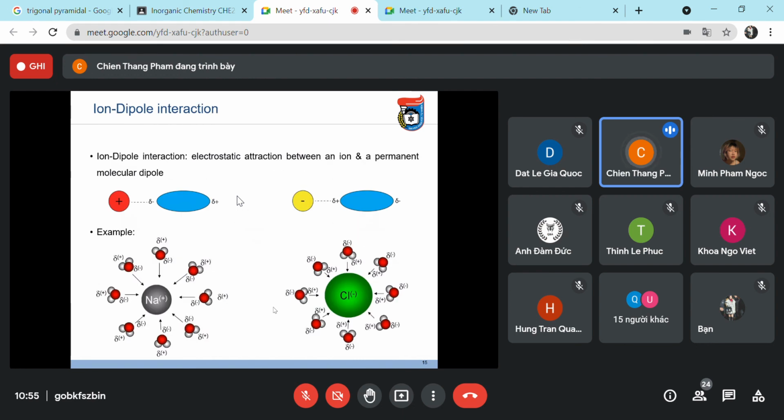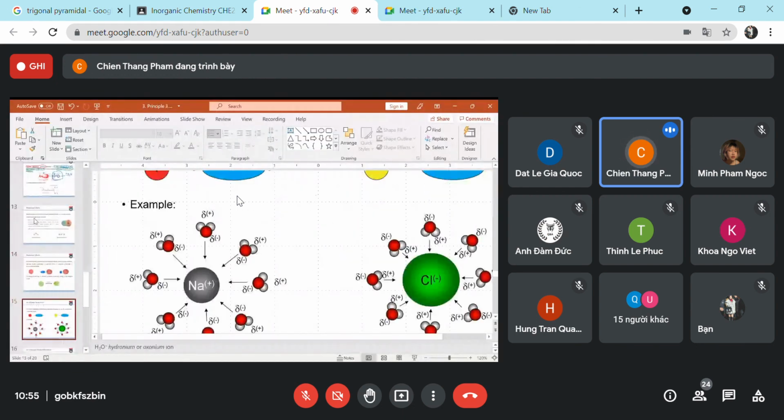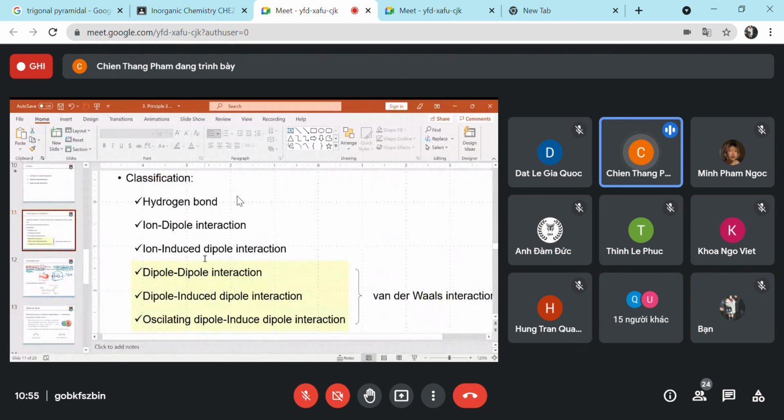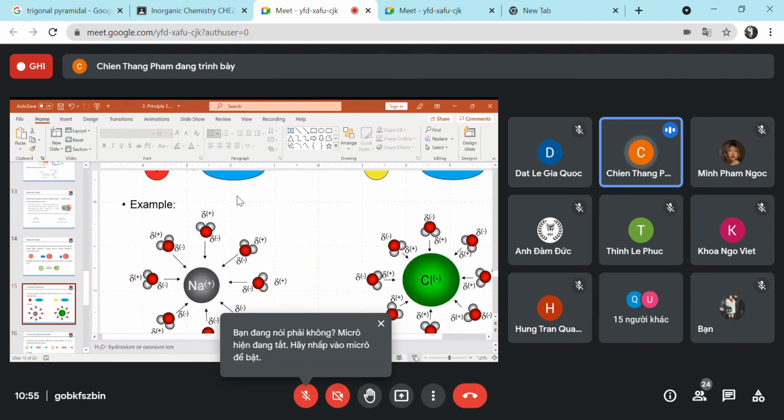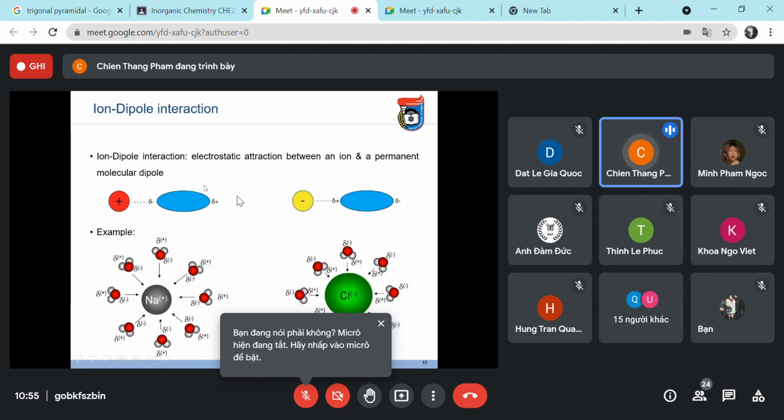Okay, let's continue. Now we can consider the last 5 interactions. What does it mean? Ion dipole, ion induced dipole, dipole induced dipole, oscillating dipole, and induced dipole. If you really understand what the molecular dipoles mean, you don't need to take a look at another slide. You can understand anything from the name of the interaction here. However, let's make illustrations for each of the interactions. I'm not really sure that you understand what the dipole means.